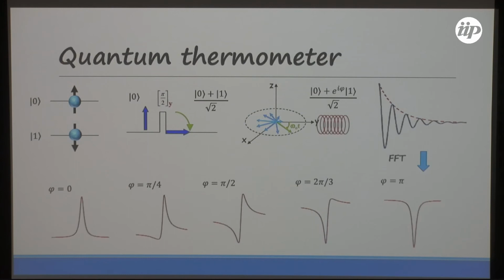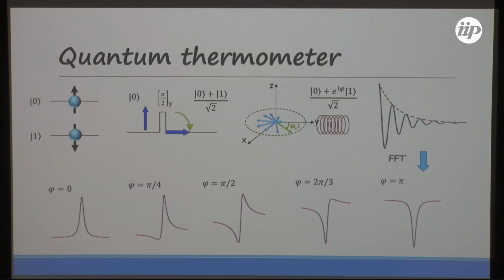And if you perform a fast Fourier transform, you have the spectra, okay? And the spectra depends on the phase of the qubit here, okay? If the phase is zero, you have a spectra like that. If the phase is pi over 4, you have like that, and you have this one here. So this is the NMR equivalent of the interference pattern, okay?